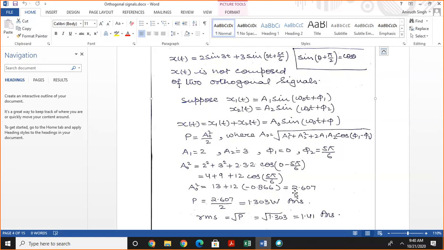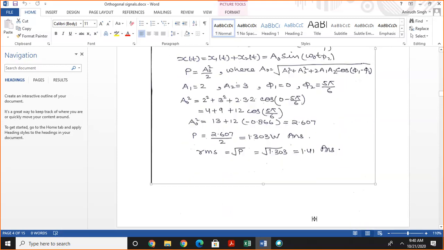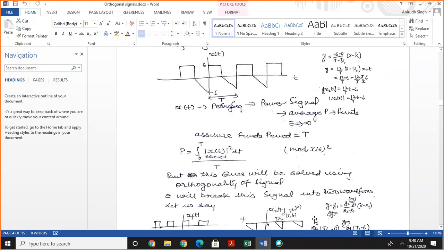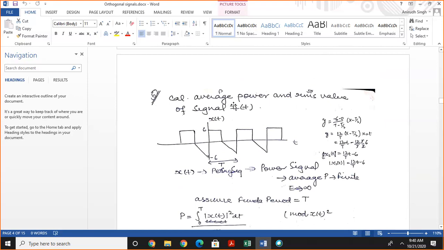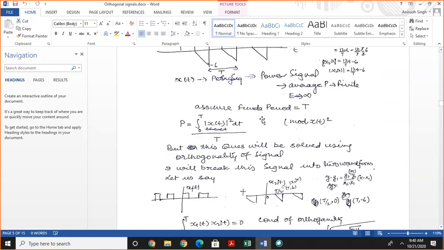Here a1 is 2, a2 is 3, psi 1 is 0 and psi 2 is 5 pi by 6. So if we put in all the values, we get the value of A naught square: 2 square plus 3 square plus 2 multiplied by 3 multiplied by 2 cos, and cos of minus theta is cos theta. If we substitute the value of cos 5 pi by 6, we get the value of A naught square.